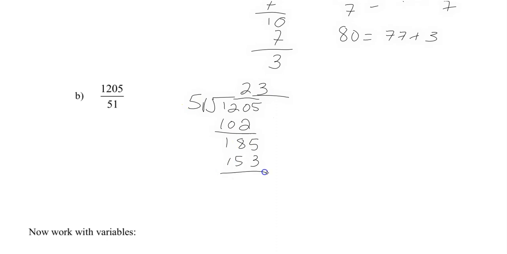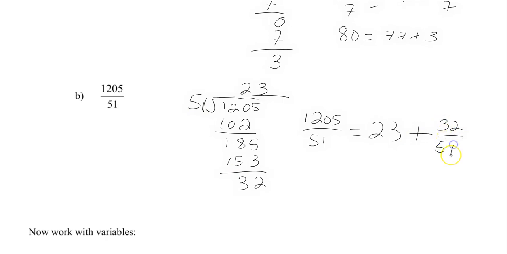185 minus 153 is 32. So 1205 divided by 51 is 23, so 23 whole things plus 32 51sts, plus 32 over 51.